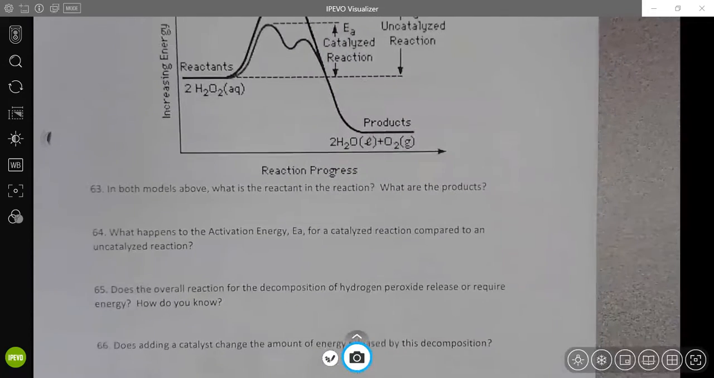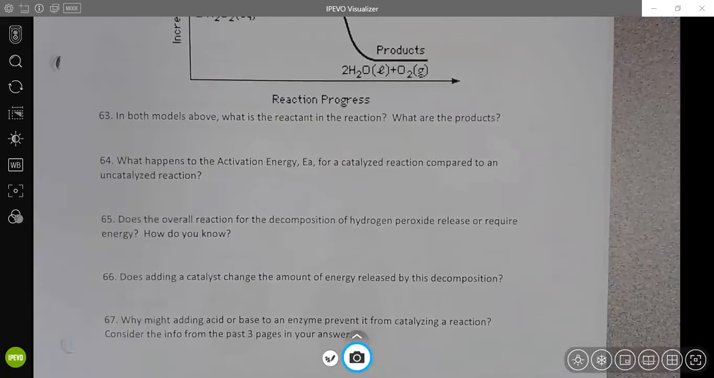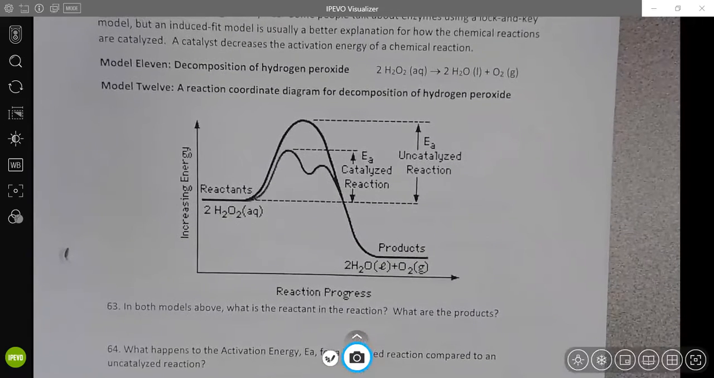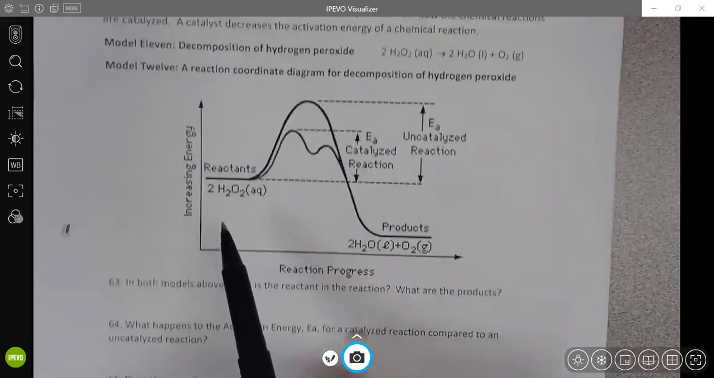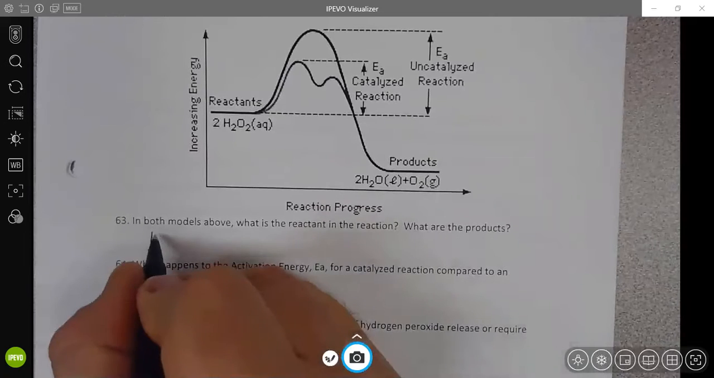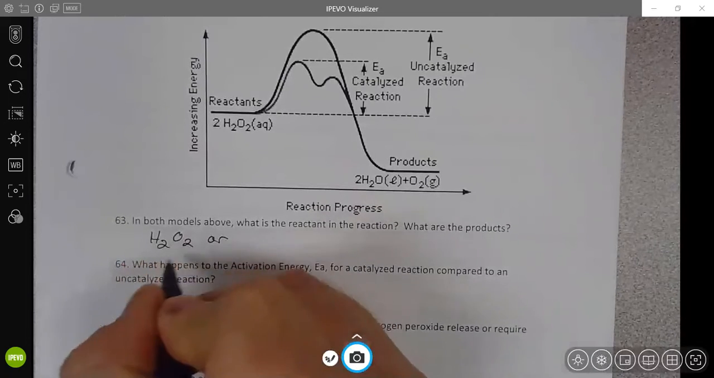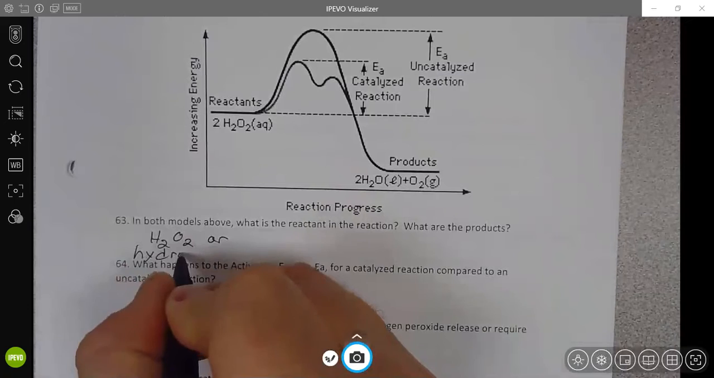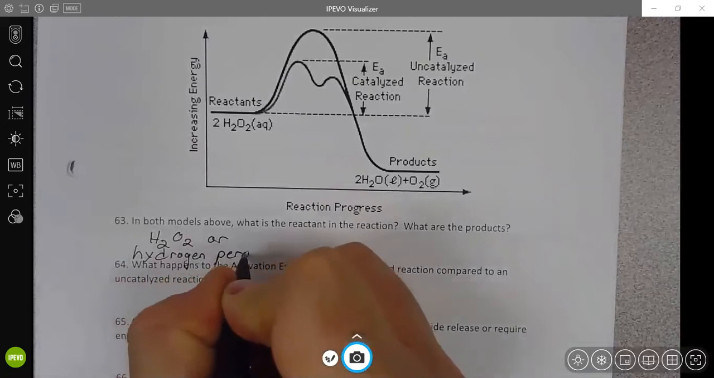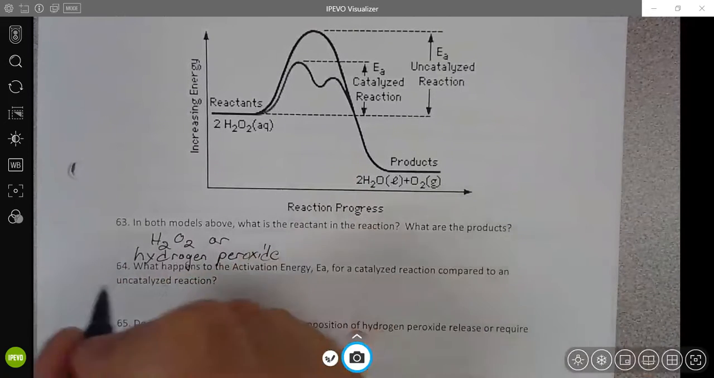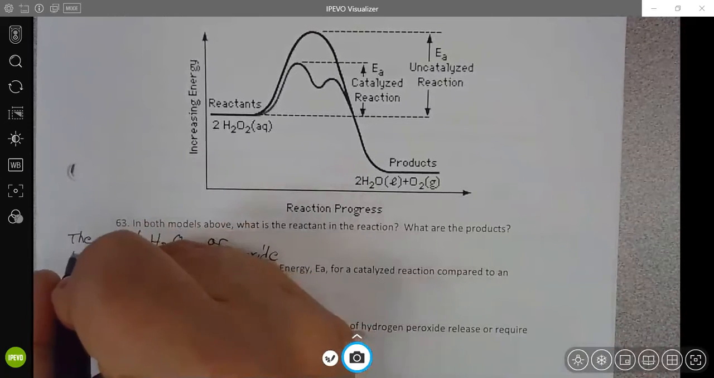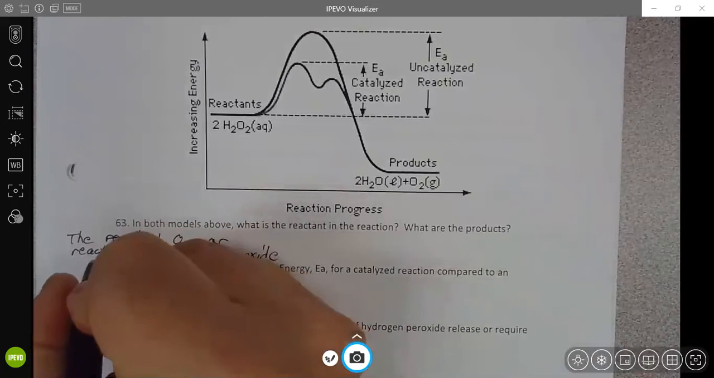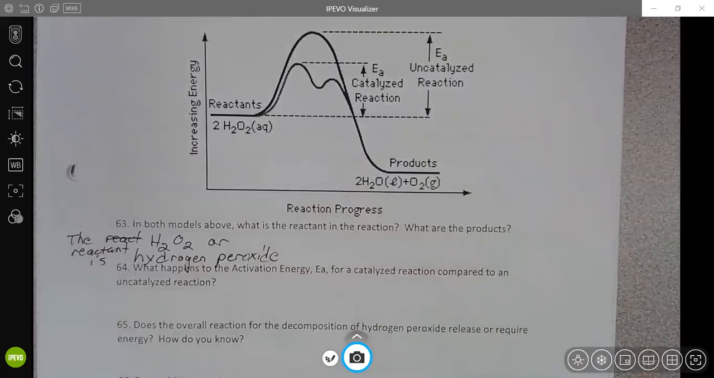So take a look at the questions then. In both models above, what is the reactant in the reaction? In both models, what is the thing that we are starting out with? We are starting out with hydrogen peroxide. So we're starting out with H2O2 or hydrogen peroxide. The reactant is H2O2 or hydrogen peroxide.